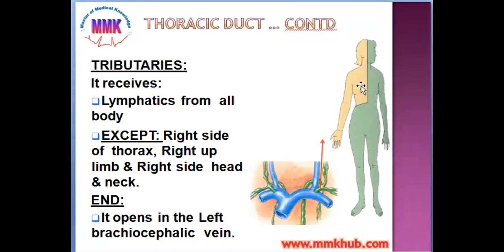As you can see in this diagram, lymphatics from the whole of the body, the lower limb, abdomen, left side of the upper limb, left side of the chest, and left side of the head and neck are drained via the thoracic duct, while this portion is spared because its drainage is not via the thoracic duct. And finally, the drainage of this portion, which is not drained by the thoracic duct, is via the right lymphatic duct. And then the right lymphatic duct and the thoracic duct finally open in the left brachiocephalic vein.